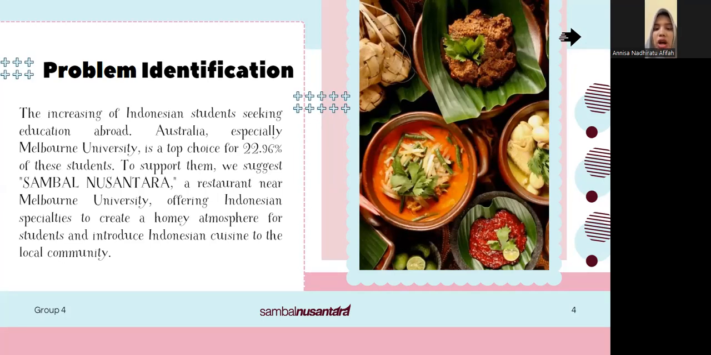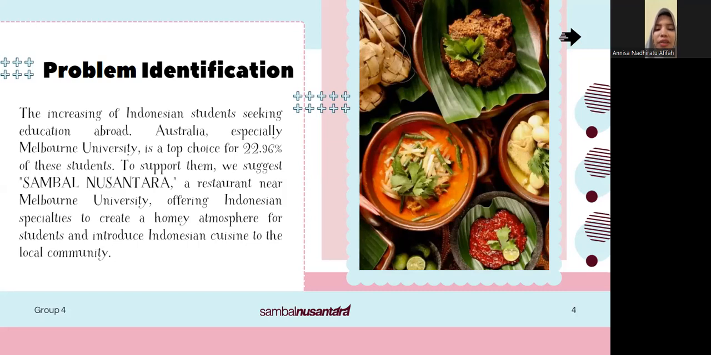The UNESCO Institute of Statistics states that there were 55,000 Indonesian students studying abroad in 2020. This number increased 3% from 2019, which was just 53,000 people. One of the most popular countries for Indonesian students to get an education is Australia, especially Melbourne. There is Melbourne University, where Indonesian students continue their undergraduate education.